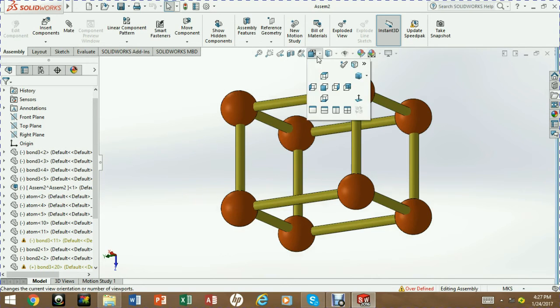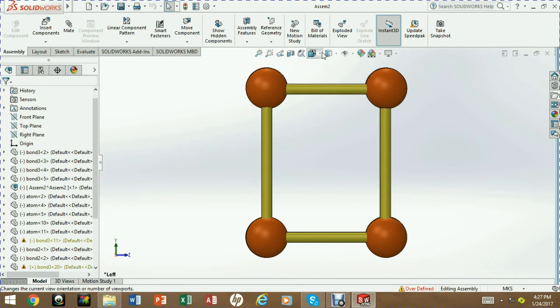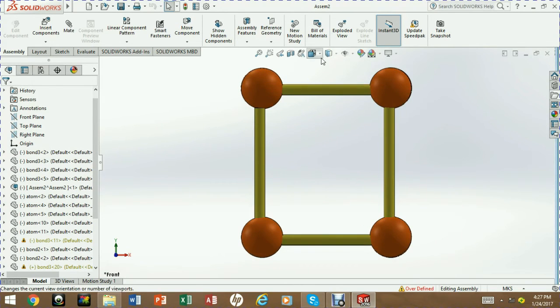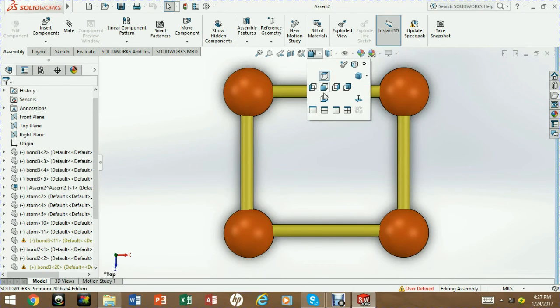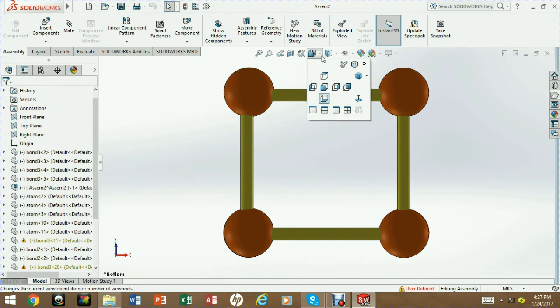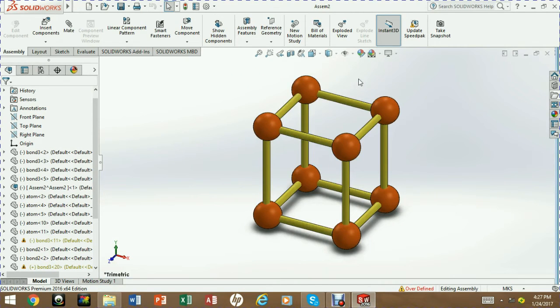So, let me show you the different views of this system. This is the left view, and this is the front view, this is the top view, this is the bottom view, this is the side view, and this is the orthographic or the 3D view. Thank you.